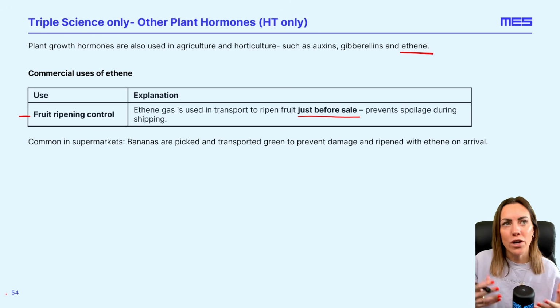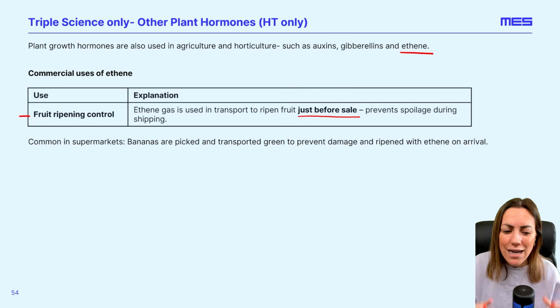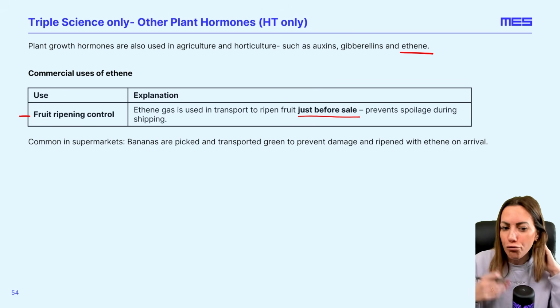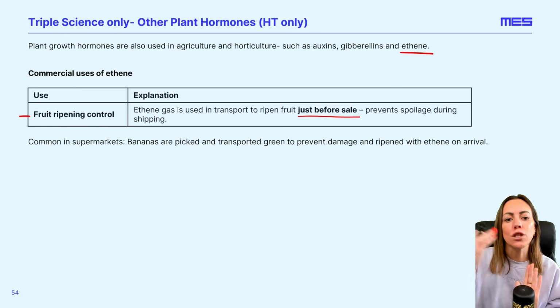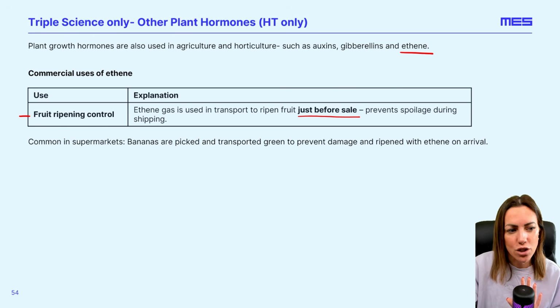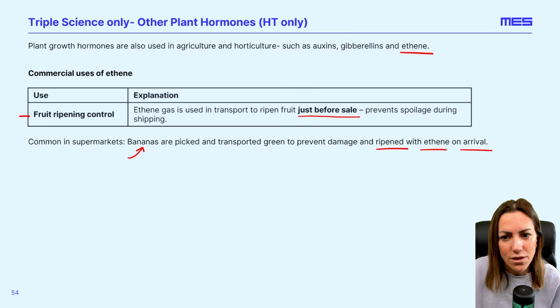It says here it prevents spoilage during shipping. Let me explain that. What we want to do is we want to transport the fruit when it's unripe. Because think about an unripe banana. It's really green, it's firm, it won't be damaged during transport because it's much harder. So we transport them unripe, but then we add the ethene gas to ripen them quickly just before we put them onto the shelves for consumers to buy. So I've given you an example here. Bananas are picked and transported green, unripe, to prevent damage, and then we ripen them with ethene on arrival at the supermarket so that consumers actually want to buy them.